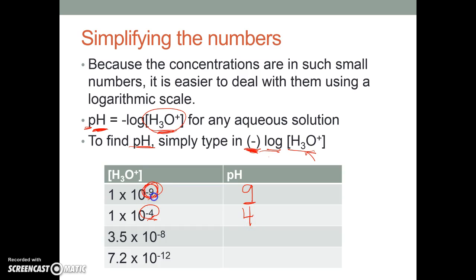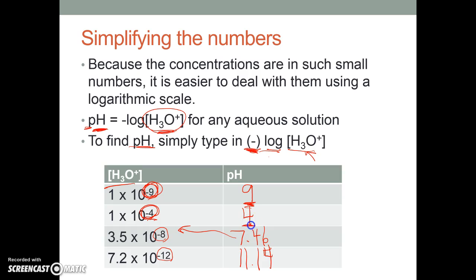So you can sort of eyeball what the pH is going to be just by looking at the log, or the exponent, of the hydrogen ion concentration. This one should be something around 8. This should be something around 12-ish. So let's see what we get. We're going to type in negative log 3.5e negative 8, enter, and get 7.46. This is kind of close to 8. And then we're going to do this one, negative log 7.2e negative 12, and this is 11.14. Oops, sorry, 14.